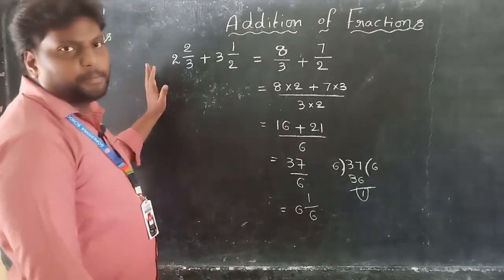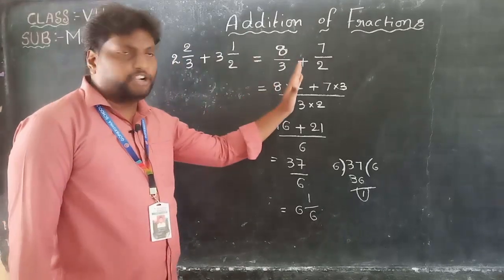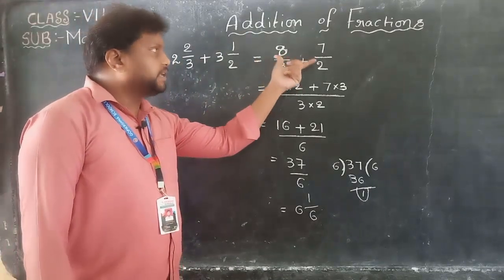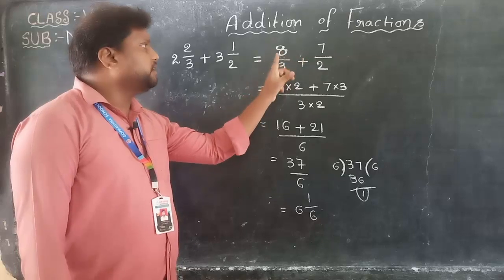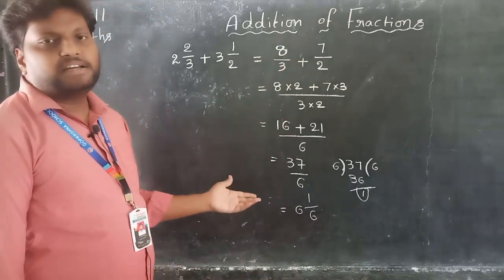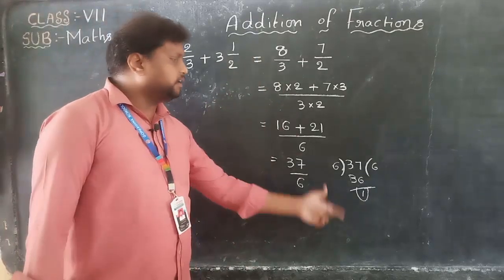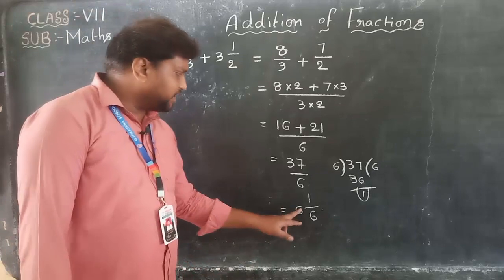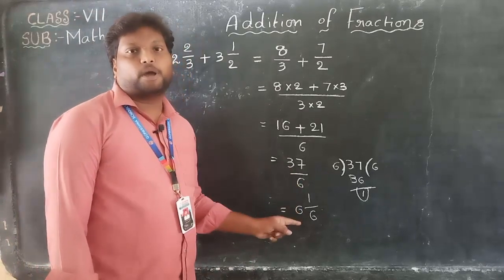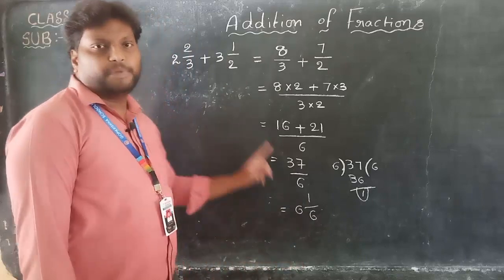See here, in the problem we have mixed fractions. First of all convert them into improper fractions, and then if we get like fractions, we can easily add. If they are unlike fractions, go to cross multiplication and we will get the answer. The answer should be in standard form, so we convert the improper fraction into a mixed fraction.